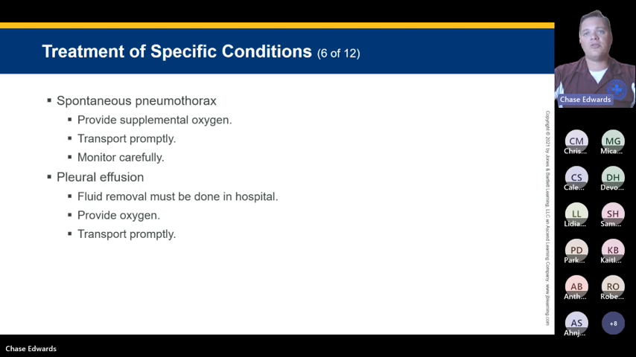All right, spontaneous pneumothorax: provide supplemental oxygen, transport promptly, monitor carefully. We can't do chest needles here, or chest tubes. Pleural effusion: fluid removal must be done at the hospital. So what you're going to do is provide oxygen and transport them promptly. Notice all of them is transport. I haven't seen one yet that says transport in a slow manner.